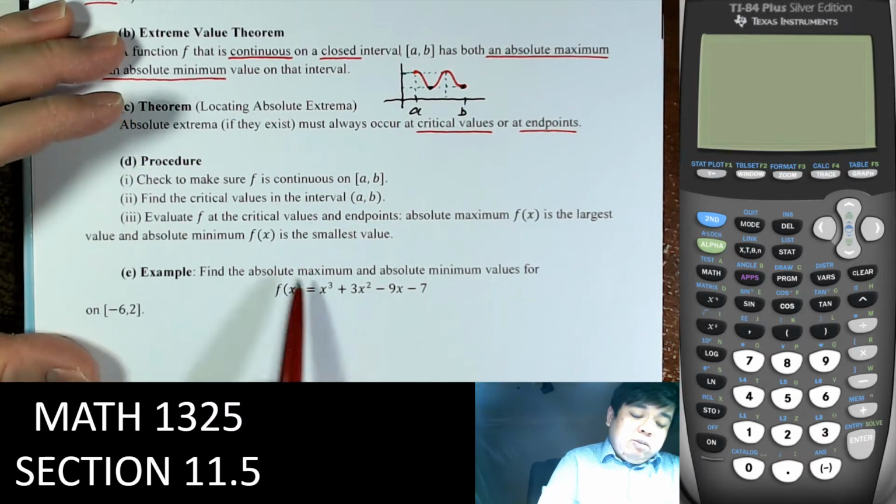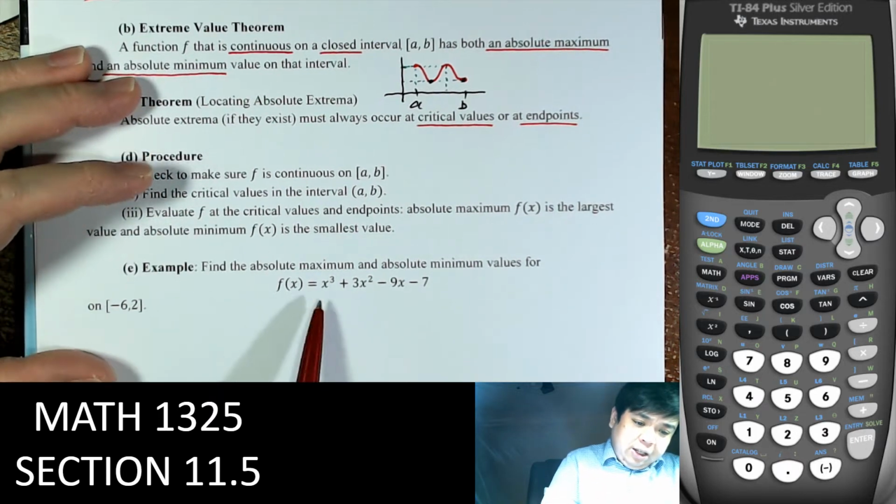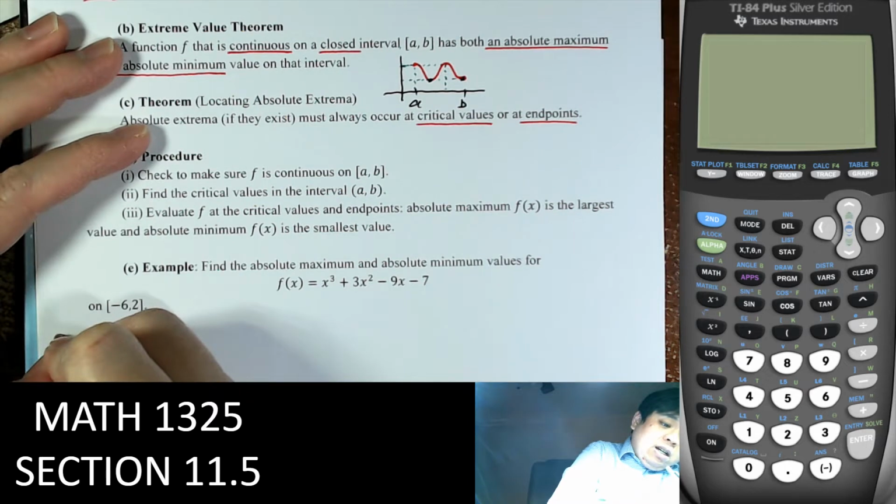Check to make sure the function is continuous on the interval. This is a polynomial, so it's continuous everywhere. I'm just going to skip that step. The first step we do is just find the critical values.